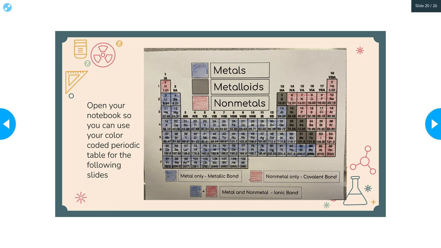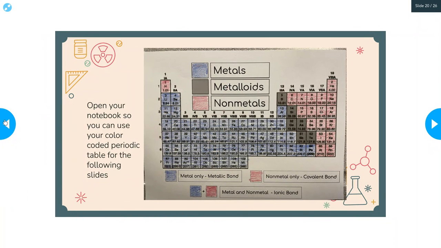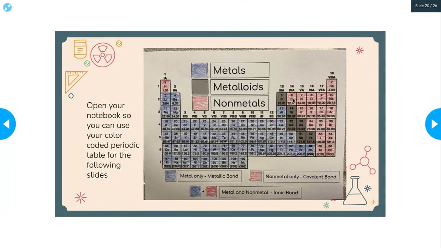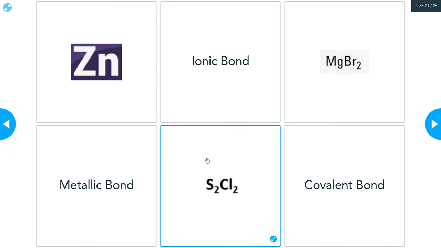Bond type. This is where you are going to look up your elements to find out what kind of bond you have. So Mg and Br. Mg is blue, Br is red, and that's how you know it's ionic. S and Cl. S and Cl are both red, so that's how you know it's covalent. And then Zn is a metal, so it's metallic.